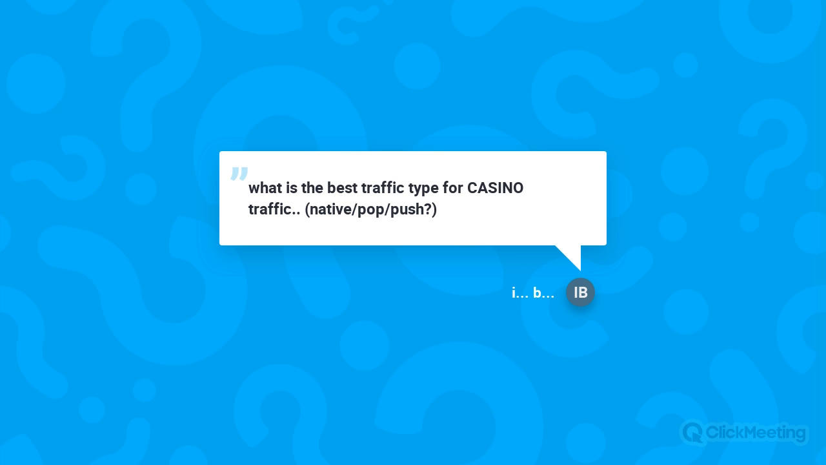What is the best traffic type for casino traffic? Native, pop, push? I would say that they all work for casino. Casino is the type of offer that works on many types of traffic channels, basically everywhere. So there are just different approaches to how to work within these types of channels. I would say native and push are really huge for casino. Maybe native even more.